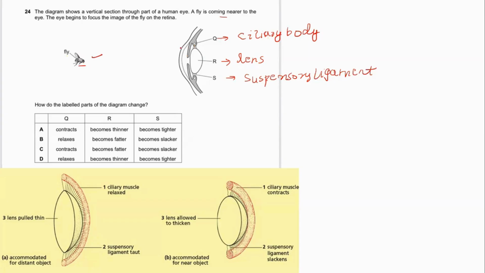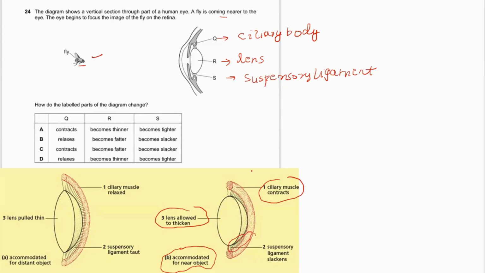In this case, the eye begins to focus its image, like the fly's image has to be formed on the retina. Since the fly is situated nearer, we have learned how the eye gets accommodated when an object is nearer. So the lens becomes thicker. The ciliary body contracts. That makes the lens thicker, that means fatter. Thicker and fatter. And the suspensory ligament slackens, that means they become lesser, right?